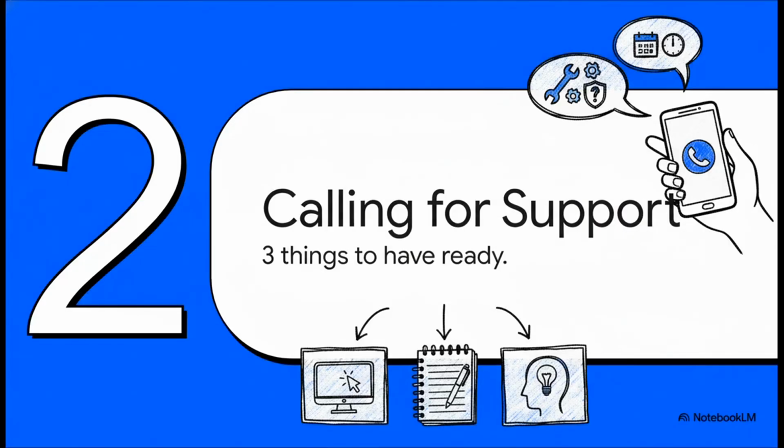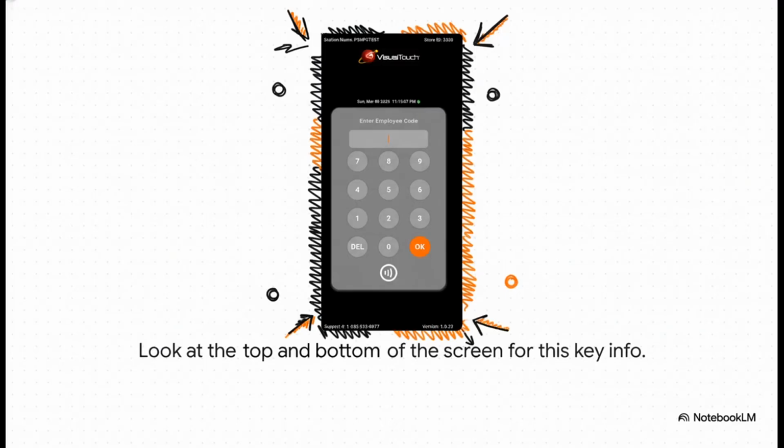So if you do need to call for support, having 3 specific pieces of information ready before you even dial the number will make the whole process incredibly fast and totally painless. And the best part is, everything you need is right here on this screen. Just cast your eyes up to the top corners and then all the way down to the bottom. That's where the good stuff is.